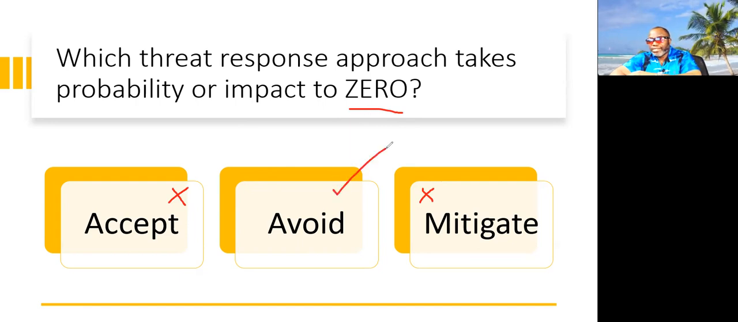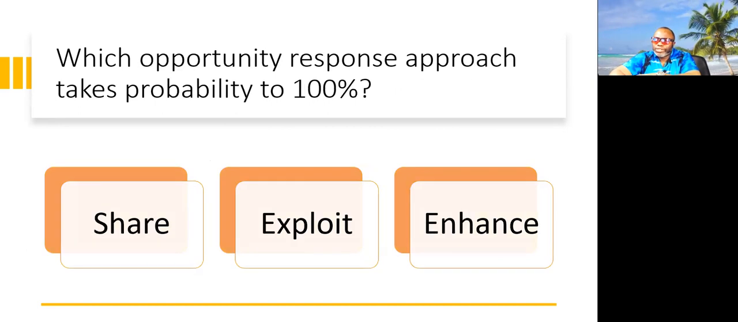The one that would take it to 0, either one, is avoid. Avoid will either take probability to 0 or take the impact to 0 or take both to 0. All right, so avoidance is the best answer. Let's go to your next one. Which opportunity response approach takes probability to 100%?